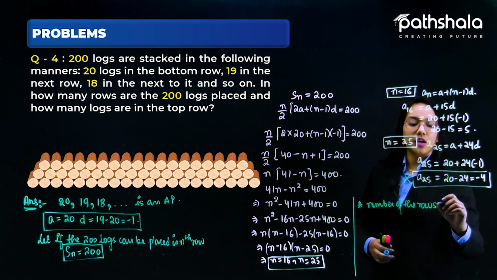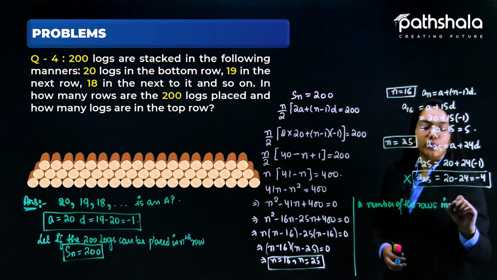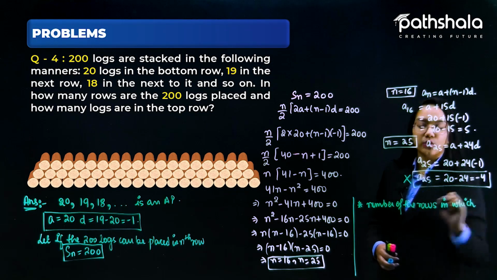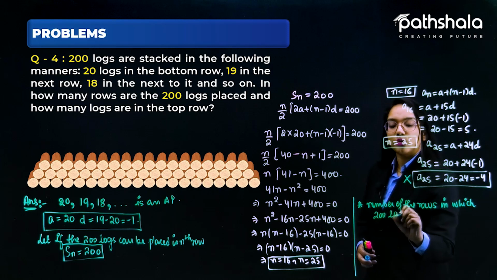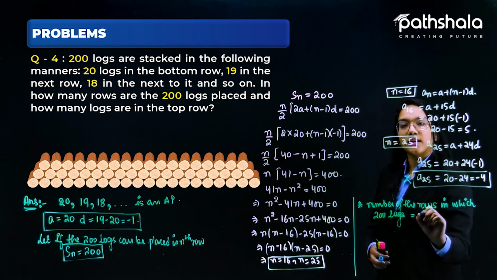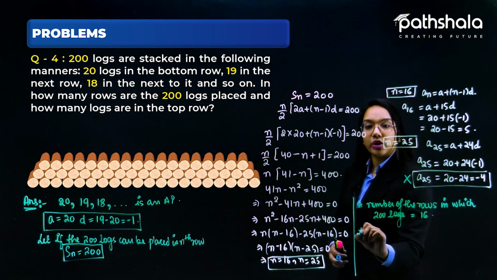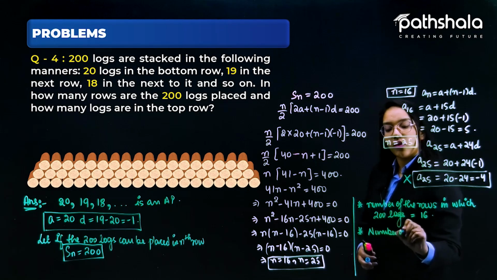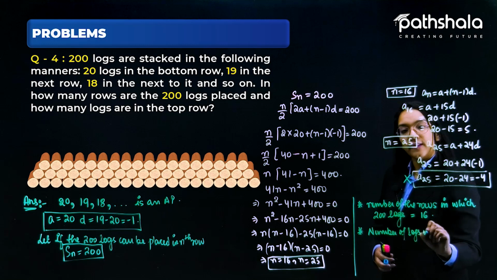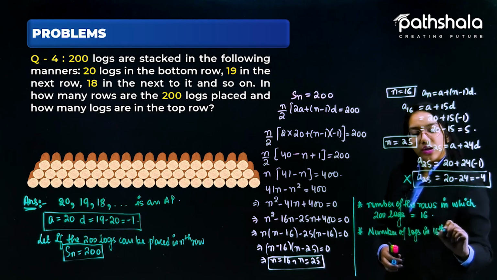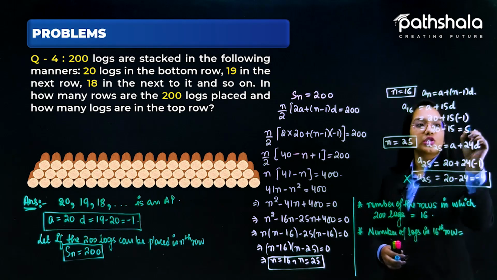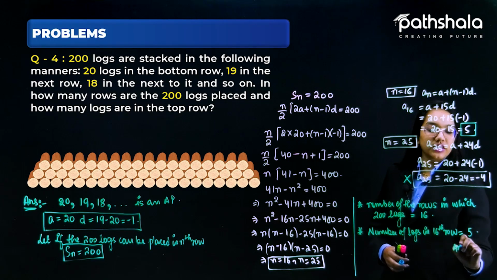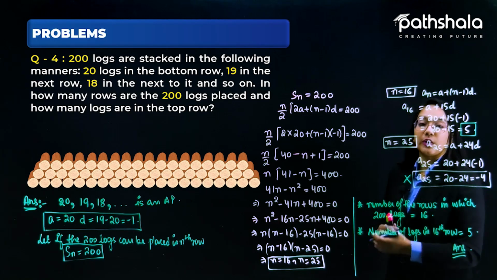So the number of rows in which the 200 logs are placed is 16, and further the number of logs in the 16th row is 5. So this is the answer for this particular question.